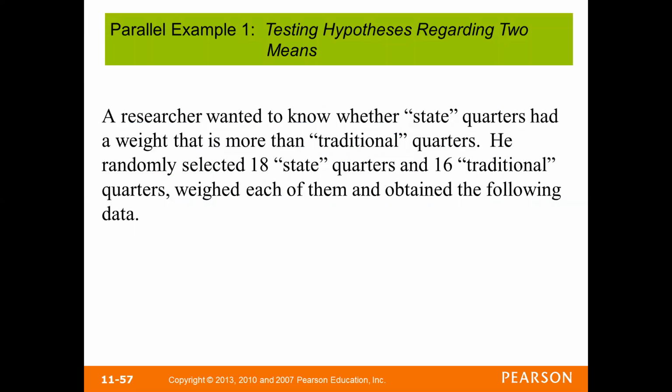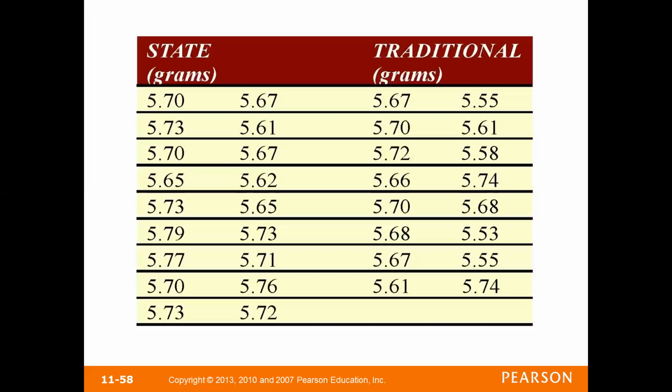So let's do an example. We wanted to know whether or not state quarters had a weight that is more than traditional quarters. And we took two samples. We took 18 state quarters and 16 traditional quarters, weighing each of them and obtaining some data. Here it is in these two tables.